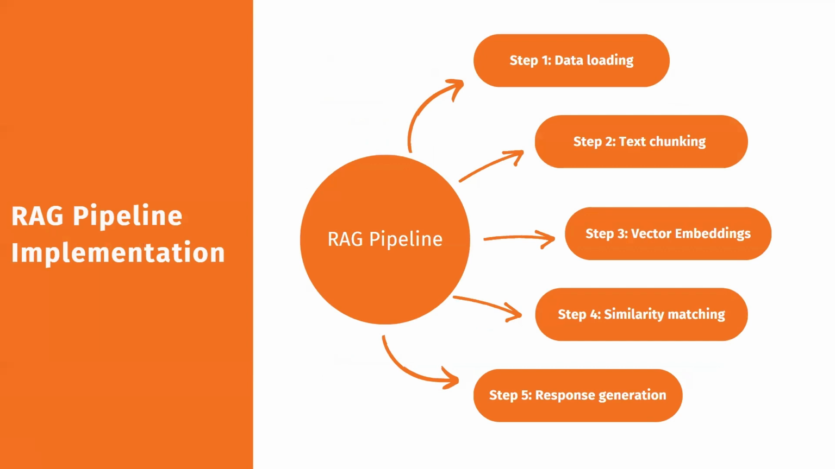Today, I'm going to walk you through the implementation of our RAG pipeline, which stands for Retrieval Augmented Generation. This pipeline is crucial to our chatbot's ability to provide accurate and relevant responses. It involves several key steps: data loading, text chunking, vector embeddings, similarity matching, and response generation.